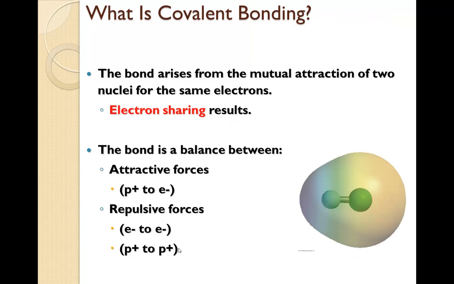So let's switch gears to covalent bonding. This is a bond that arises from the mutual attraction of two nuclei for the same electrons. So when we look in here, here's one nucleus, here's the other nucleus. They're sharing the electrons between them, and they both want them. So the electron sharing is what's resulting. The bond is a balance between the attractive forces, which is the protons attracted to the electrons, and also the repulsive forces of the electrons repelling each other and the protons of the nuclei repelling each other.